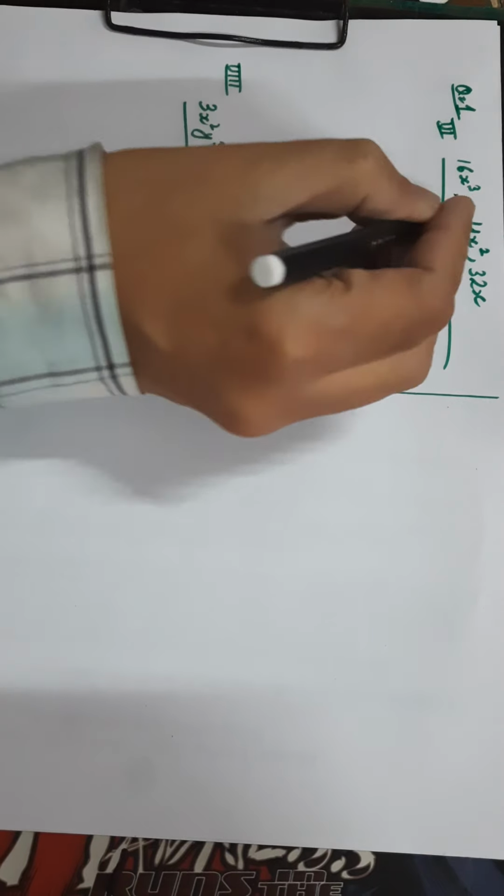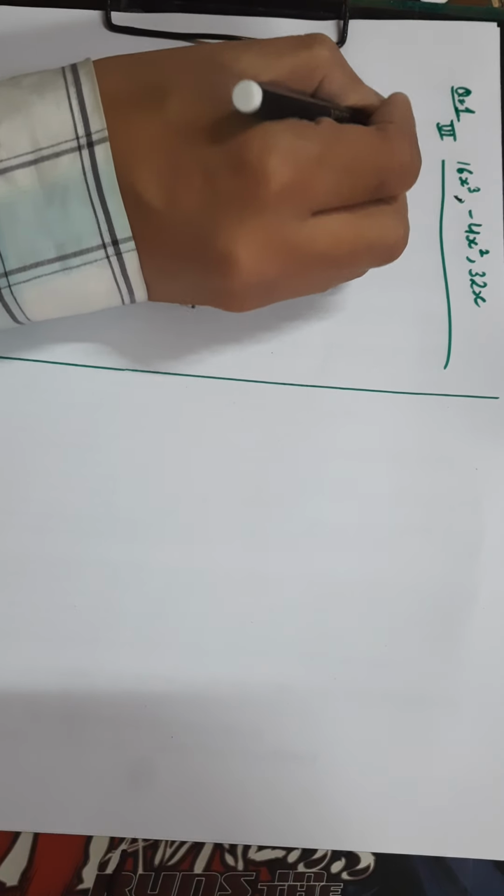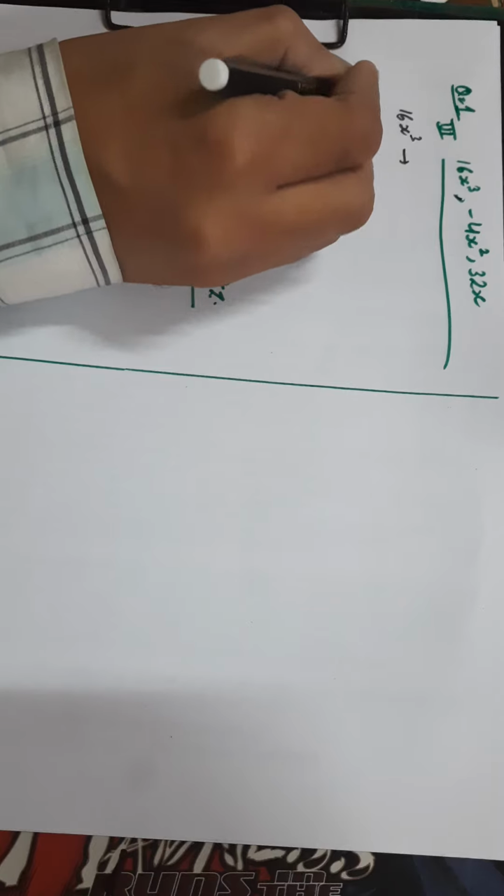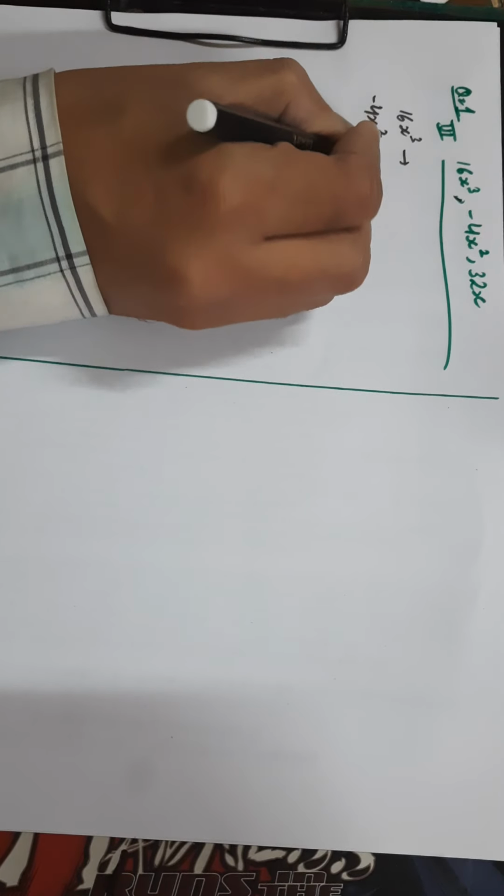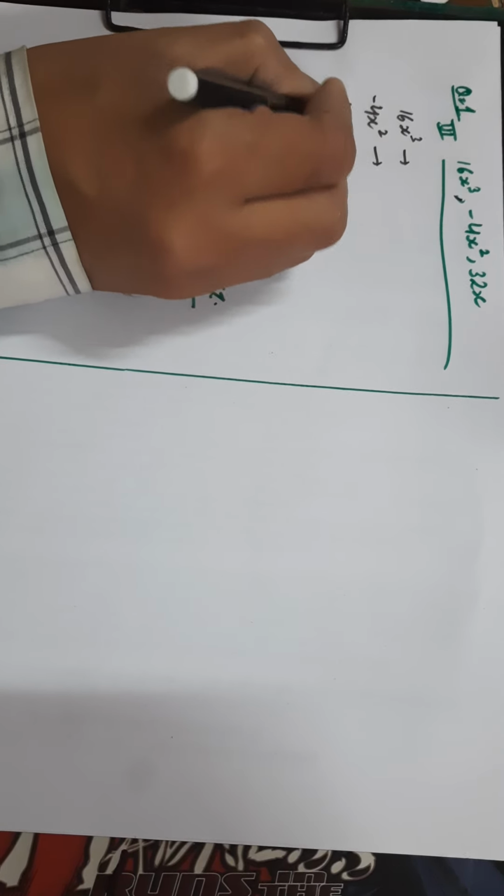Hello children, now we are moving to question number 1 of the same exercise, 6th and 8th part. First of all, 6th part. It says find the common factors of these three terms. First of all, again, 16x cube minus 4x square and 32x.